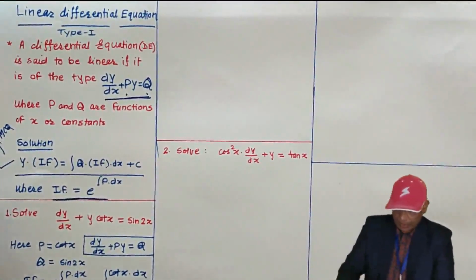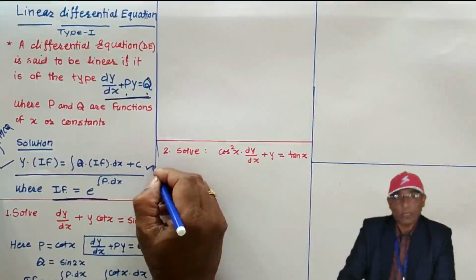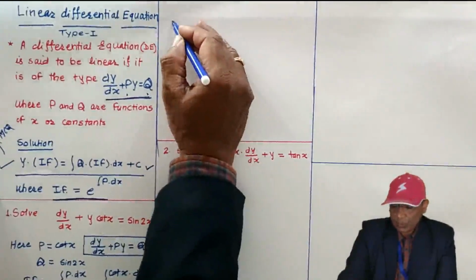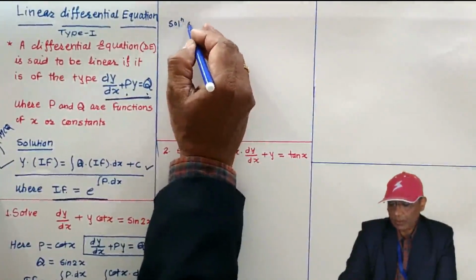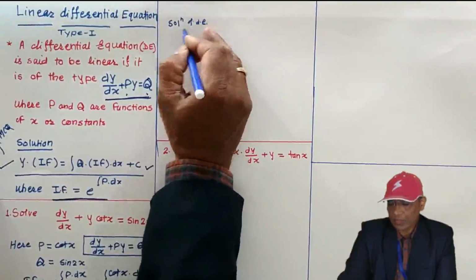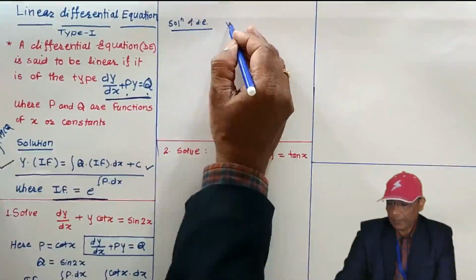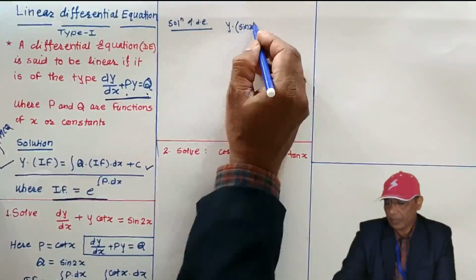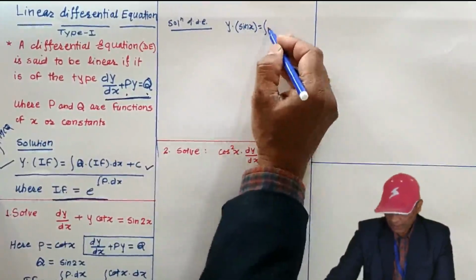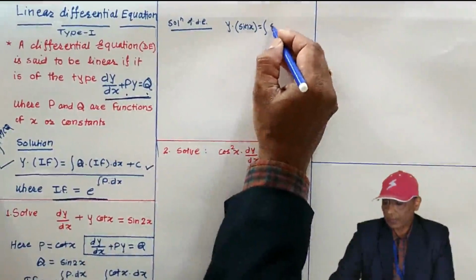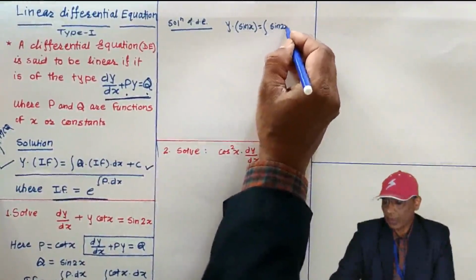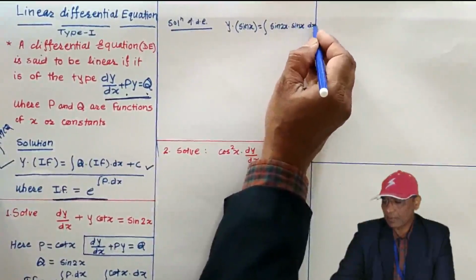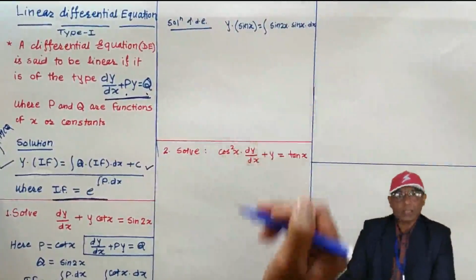What is the solution format? This is the solution format for linear differential equation of this type. But this formula, once again, I am not writing here. The solution of given differential equation is what? Y multiplied by integrating factor, sin x, is equal to integral q multiplied by integrating factor. Q is sin 2x, and integrating factor is sin x. And this we have to integrate with respect to x. Plus c we can put, or in the last step you can put plus c.